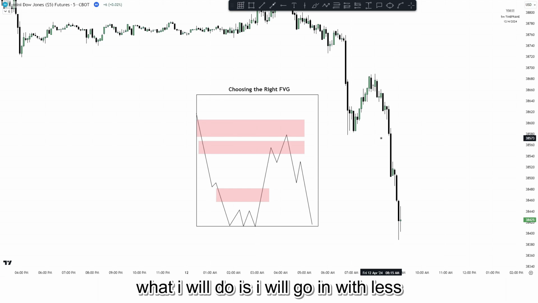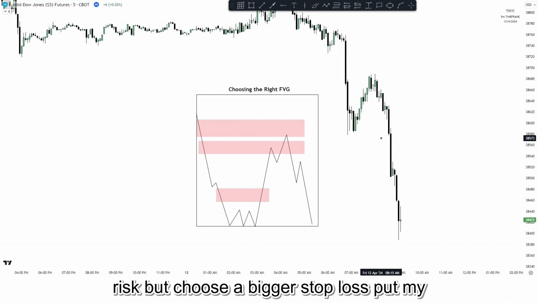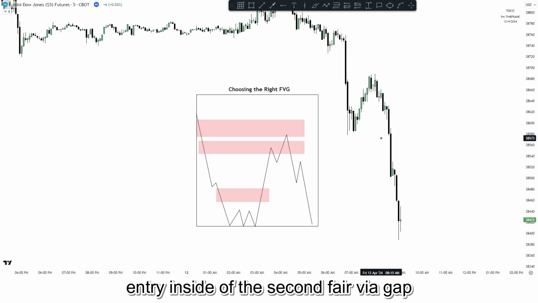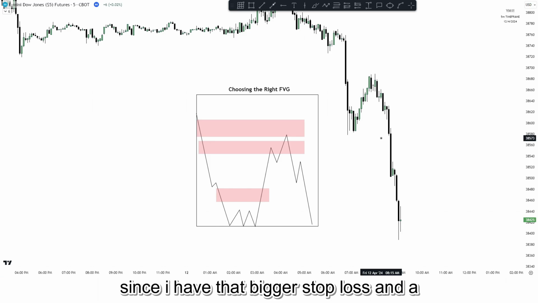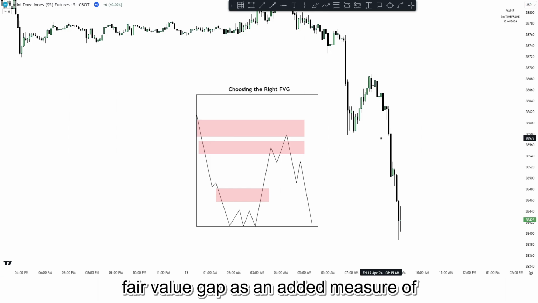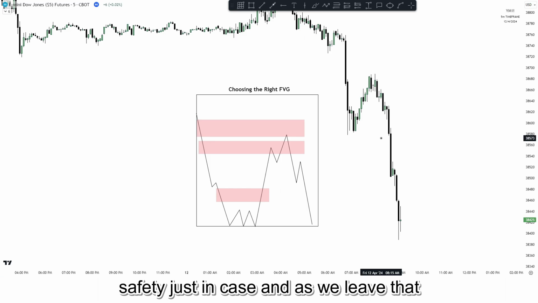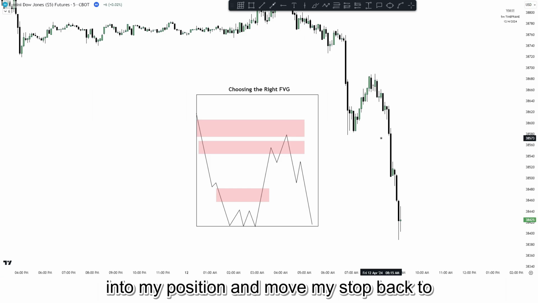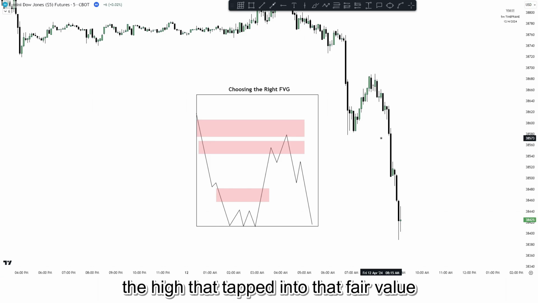What I will do is I will go in with less risk but use a bigger stop loss, put my entry inside of the second fair value gap. Since I have that bigger stop loss and the low risk, I put my stop above the highest fair value gap as an added measure of safety just in case. And as we leave that second fair value gap, I will then scale into my position and move my stop back to the high that tapped into that fair value gap.